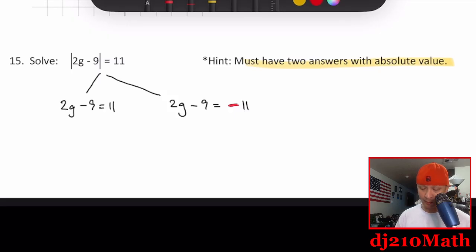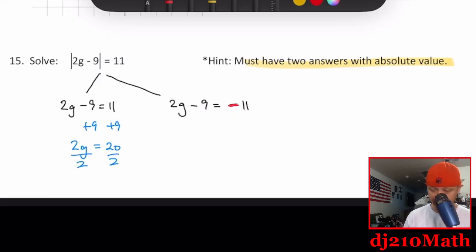All right, now that we have our 2, we just solve. These are one-variable equations, right? So we're going to add 9 to both sides. So 2g is equal to 20. Divide both sides by 2. G is equal to 10. So one solution right now is 10. Let's check it. 2 times 10 is 20. 20 minus 9 is 11. Absolute value of 11 is 11. Okay, so that works. Let's try the next side.